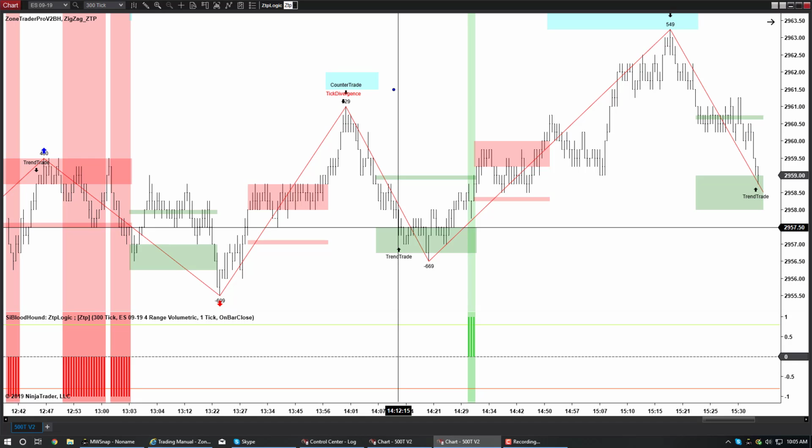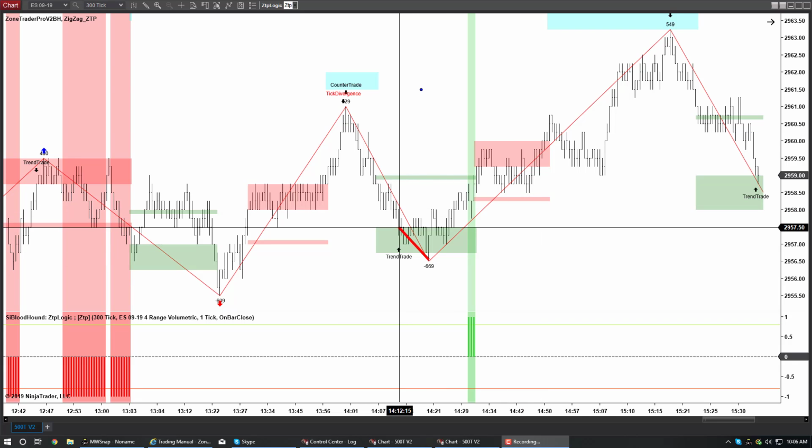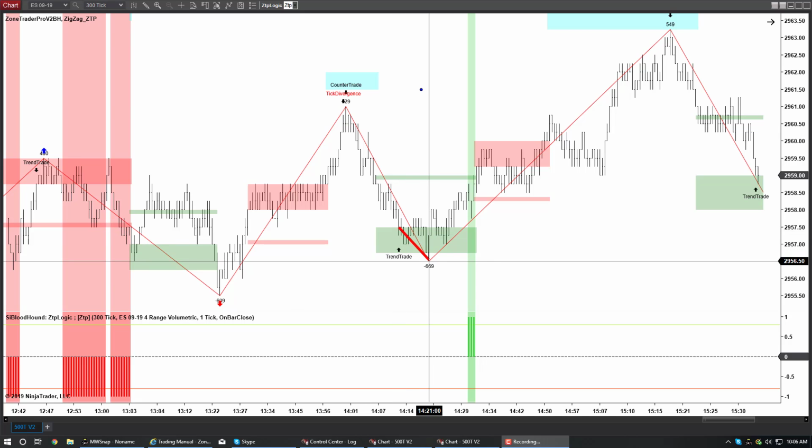Now the third setting is very important, and it's important for both Bloodhound and the settings of the reversal trade pattern. So in this instance, we have 4 ticks of adverse excursion. Those 4 ticks of adverse excursion are measured from the beginning of the zone here at 29.57.50. So we count 1, 2, 3, 4.